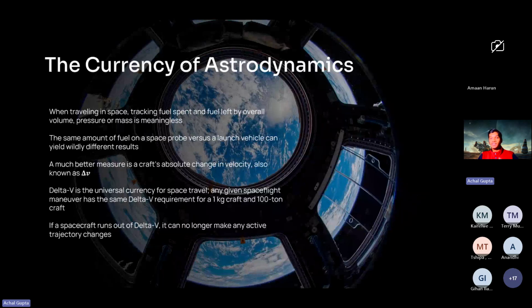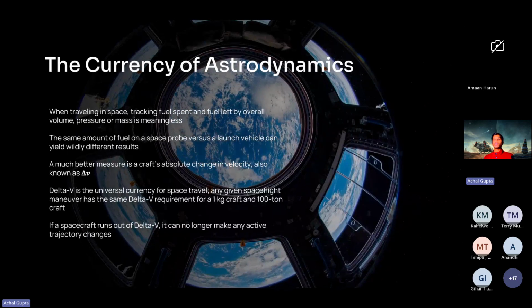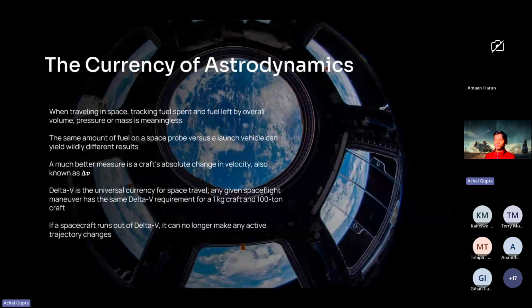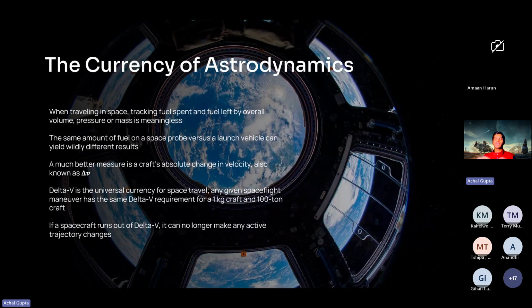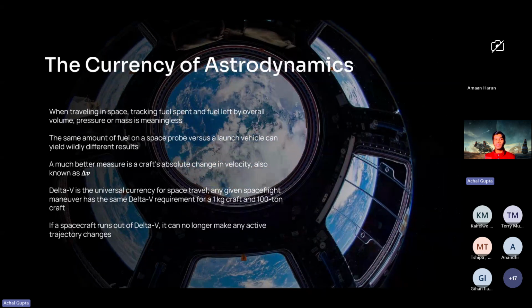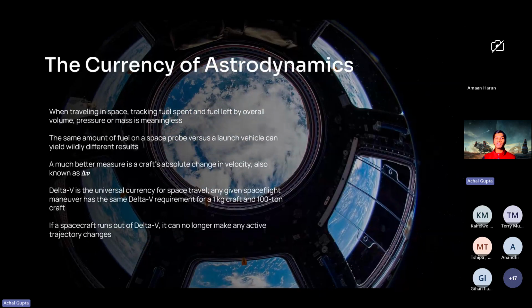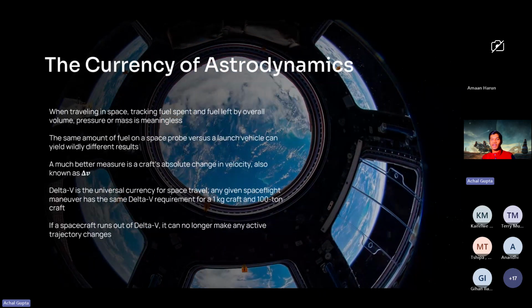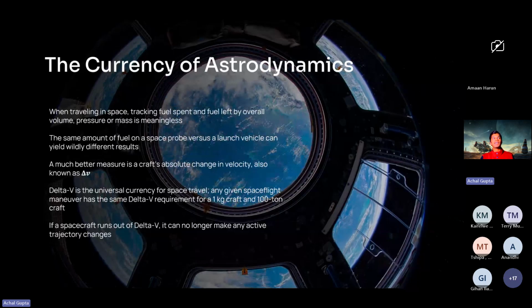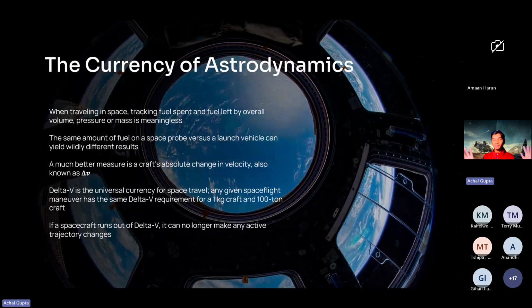Okay, once we've made it to space, it's important for us to sort of define the metrics with which we travel space, both interplanetary space, interstellar space, and beyond. And this important metric is delta V. You can think of delta V as the currency of astrodynamics, simply because if you run out of delta V, you're stuck where you are in space.